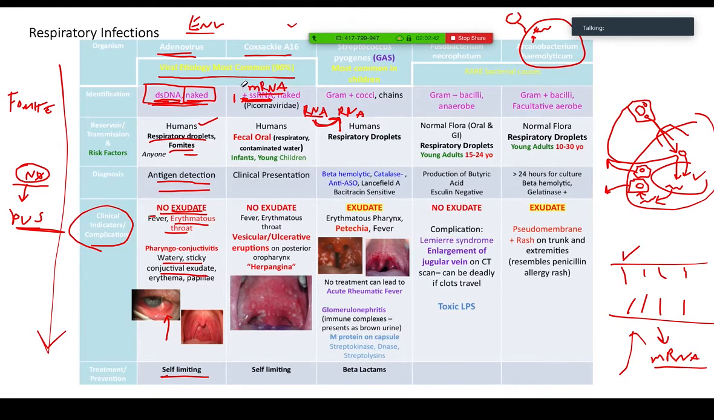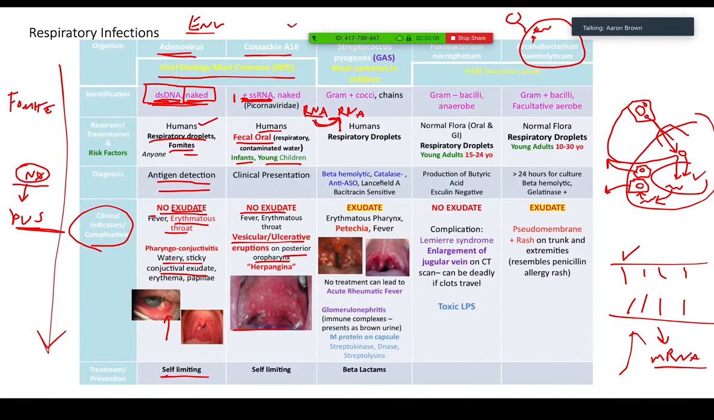Okay, great. So, Coxsackie virus, the reservoir is humans. This is fecal-oral transmission, okay? So we're thinking infants and young children. We do not see exudate. This is a virus, so that makes sense. There's no neutrophils involved here. What we look for are vesicles and ulcers on the posterior oropharynx.